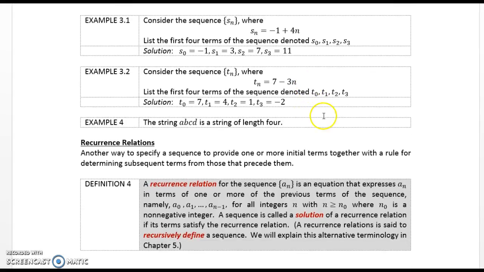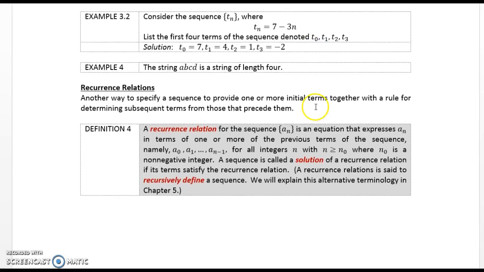Consider the sequence T_n, where T_n is equal to 7 minus 3n, and find the first four terms of the sequence. T0 is equal to 7, T1 is equal to 4, T2 is equal to 1, and T3 is equal to -2. Example 4. The string ABCD is a string of length 4.